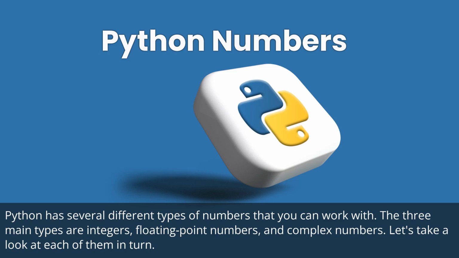Python has several different types of numbers that you can work with. The three main types are integers, floating point numbers, and complex numbers. Let's take a look at each of them in turn.